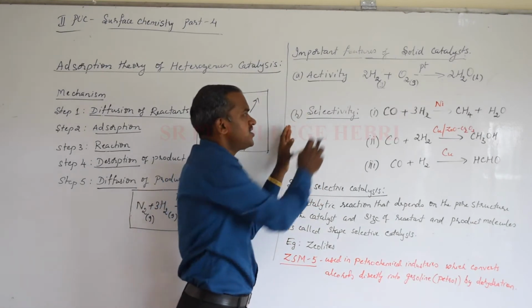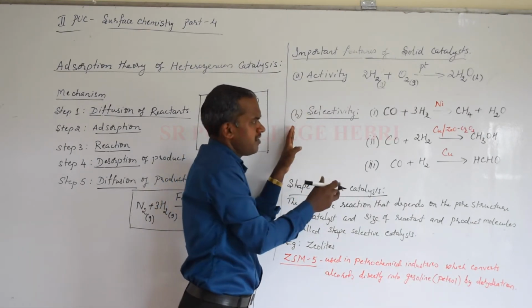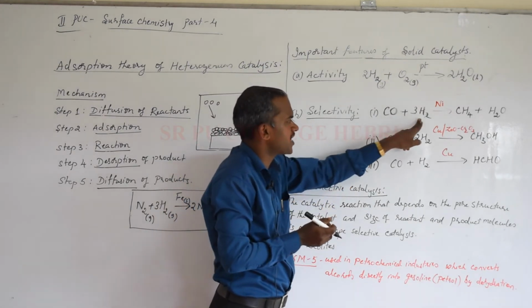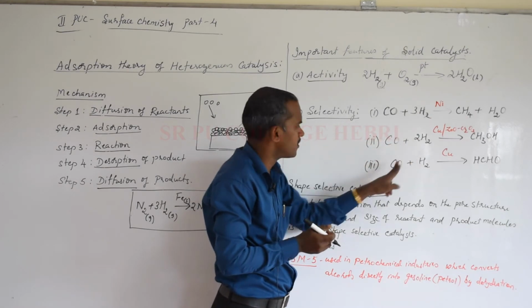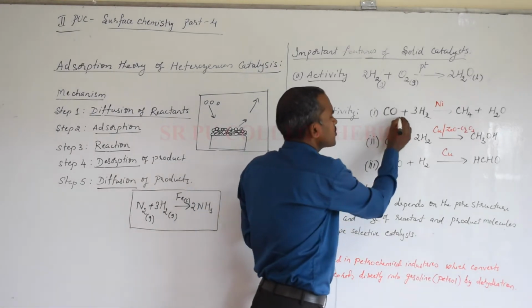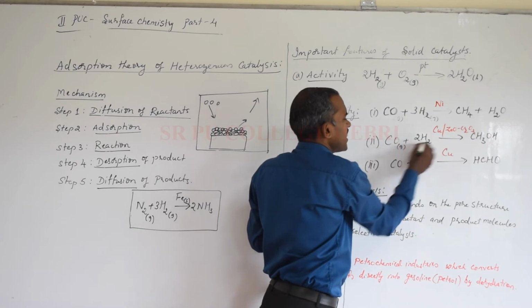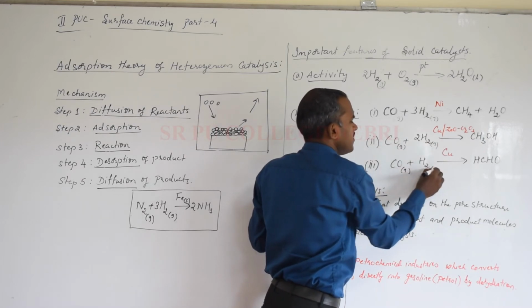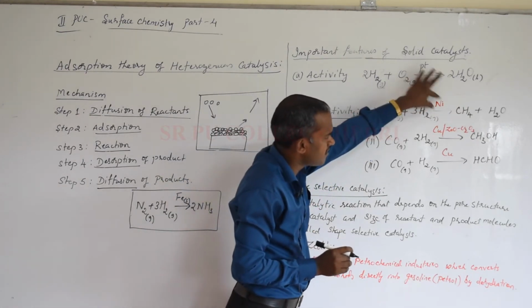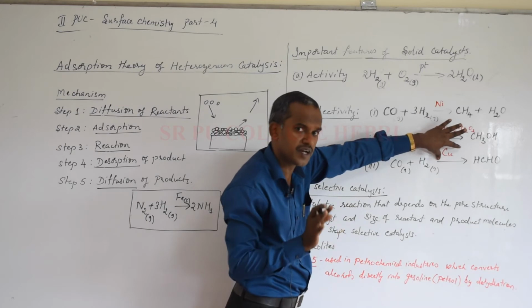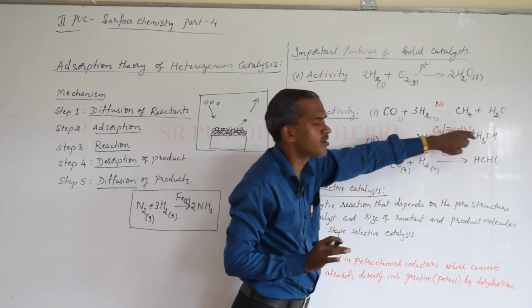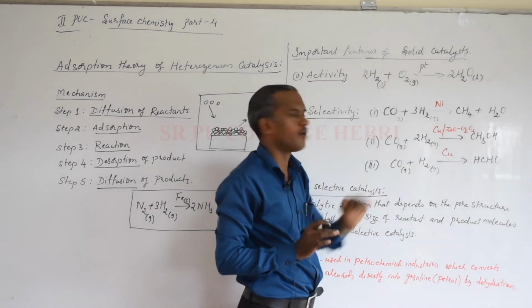The second one is selectivity. Looking at the board, you can see 3 different reactions I wrote: carbon monoxide reacting with hydrogen in each case. Carbon monoxide is a gas, hydrogen is a gas. The reactants are the same, with the same physical state. But the catalyst I used for these 3 reactions is different. In the first case I used nickel. In the second case I used copper in the presence of zinc oxide and chromic oxide. In the third case I used only copper.